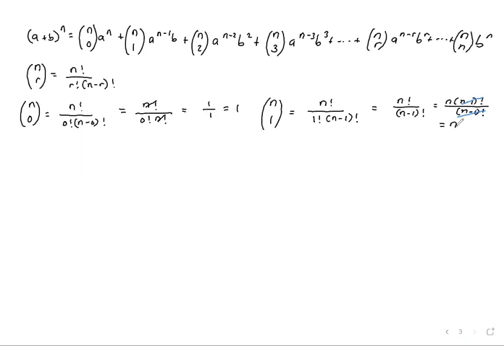Sir, can you just explain this example here? The second one, the one about one, the n choose 1. Yeah. Okay, James? Yes, sir. How have you arrived at n minus 1 factorial there?